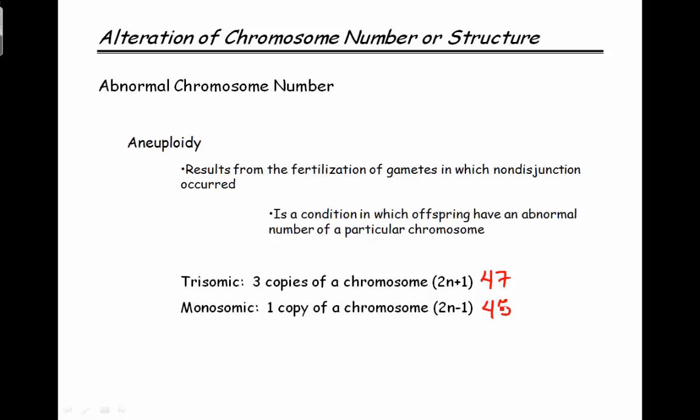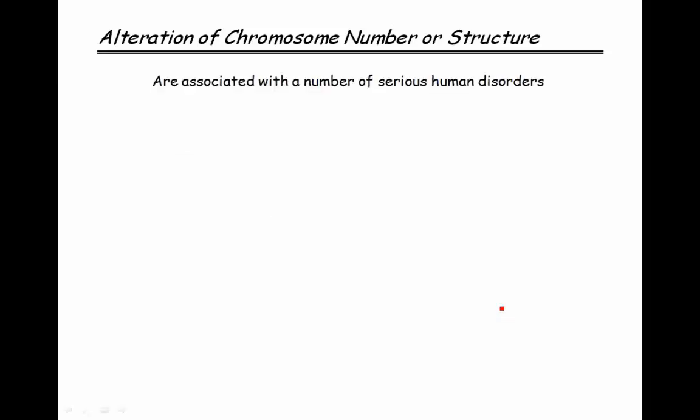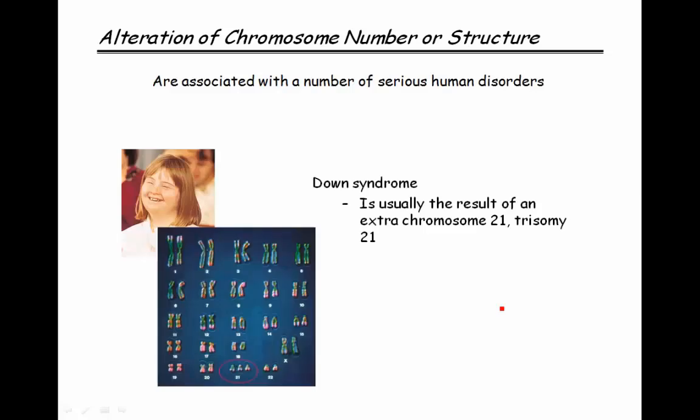If we look at a number of examples of aneuploid conditions in humans, they are associated with a number of serious human disorders, and the most common one is Down syndrome. Down syndrome is the result of having an extra chromosome 21. If you look at this karyotype here, you can see that there are 3 chromosome 21s in this individual. So for someone with Down syndrome, they have 47 total chromosomes.